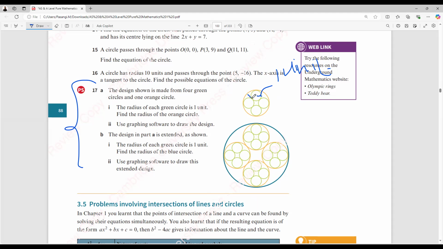That means if you directly draw like this, now what will happen? The design is made of 4 green circles. The radius of each green circle is 1 unit. Find the radius of the orange one.